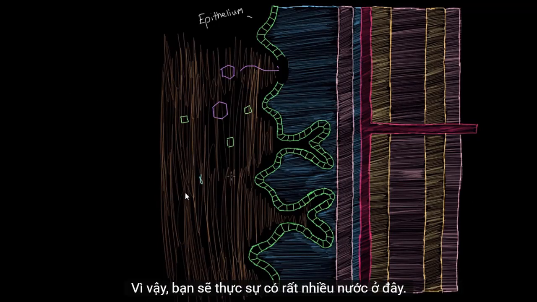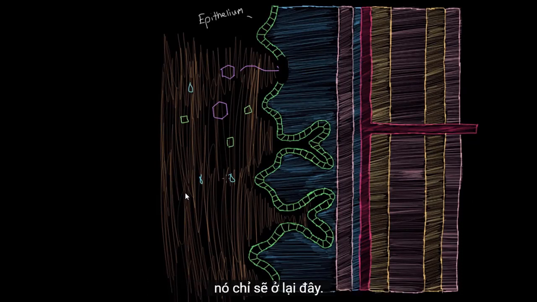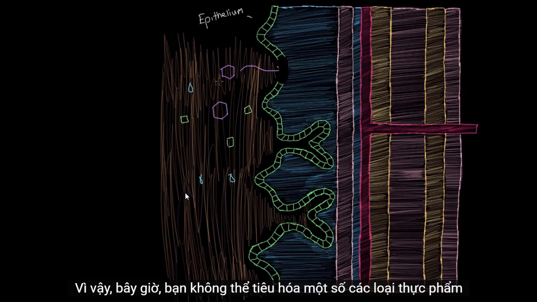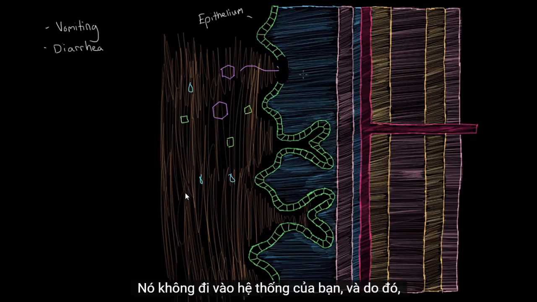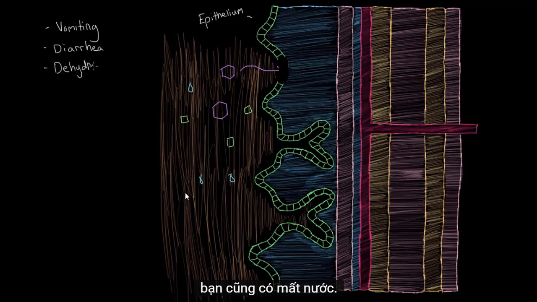So you're going to actually have a lot of water here. And instead of going into your system, it's just going to stay here. Right? So now you can't digest some of the foods, so that may lead to some vomiting. And because this has so much water in it, it's going to come out as diarrhea. So the water is really staying here, it's not getting into your system, and therefore you also have dehydration.